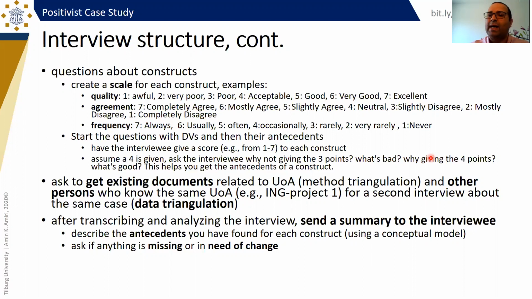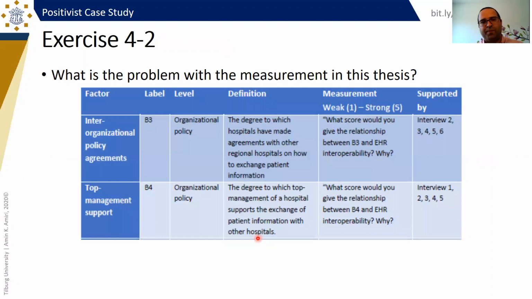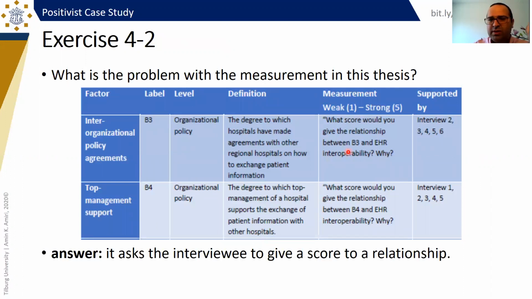After this, you ask about the antecedents of the DV. So don't show your model to the interviewee at the beginning, because you lose the chance of finding new constructs. And then ask to get existing documents for the sake of data triangulation. After that, send a summary to the interviewee, send the model and everything. I'm going to show you what you can send, and then ask if anything is missing or in need of change. Okay, so these are examples.